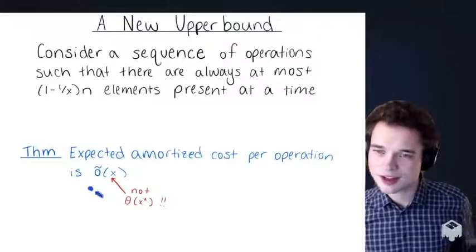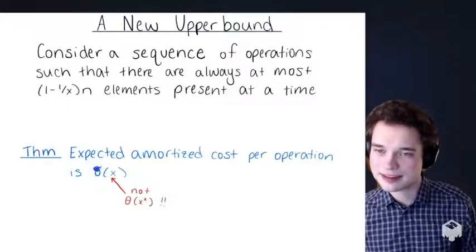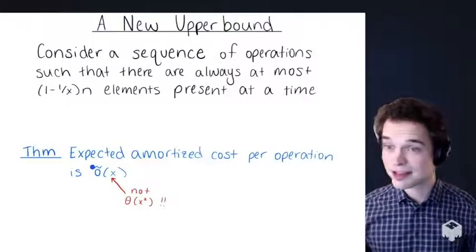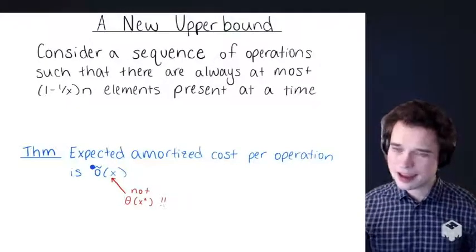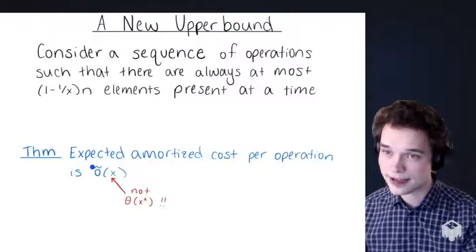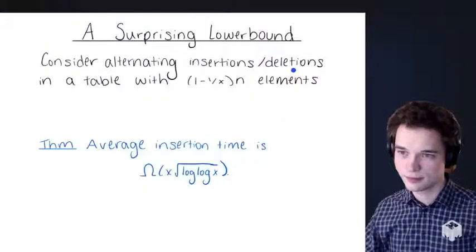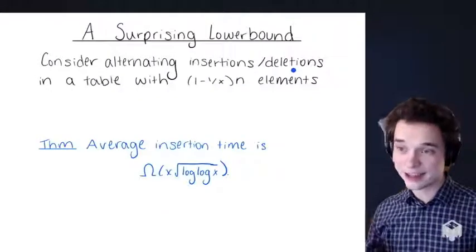So when we first proved this result, we were kind of disappointed by this tilde above this O, because of course what this means is we're ignoring polylog x factors. And we thought surely the answer must be just big O of x. But surprisingly, it actually isn't.